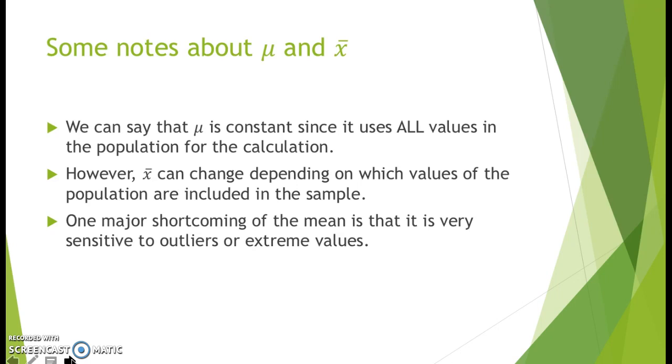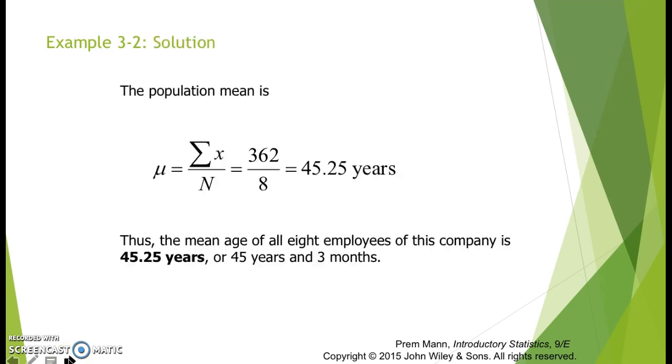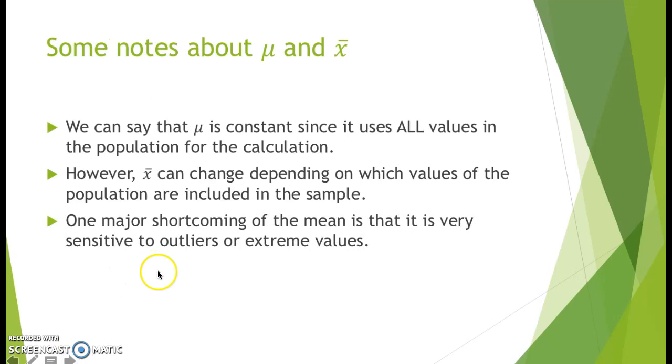Okay, just some quick notes about mu and X bar. We can say that mu is constant since it uses all values in the population for the calculation. So obviously mu won't change for any reason if you're using all values. But X bar can change depending on which values of the population are included. So for instance, if I had just taken a sample of these employees, let's say the first 4, and tried to find the mean, and then I took the other 4 and tried to find the mean, I would get different values. Both of those would be X bar averages.